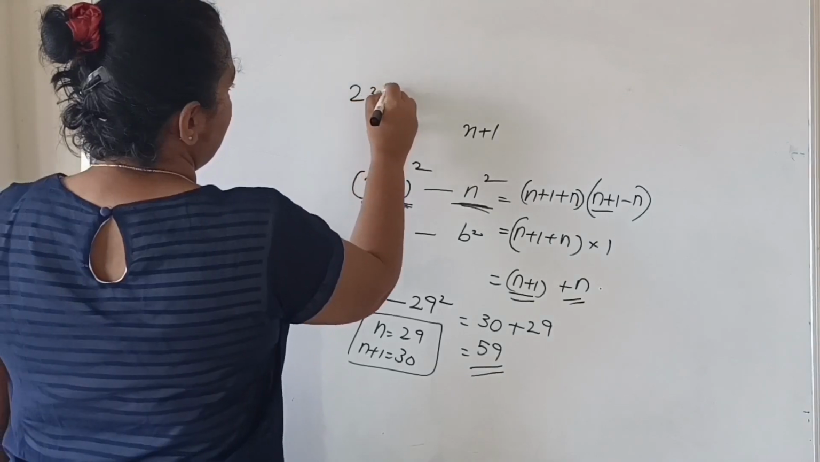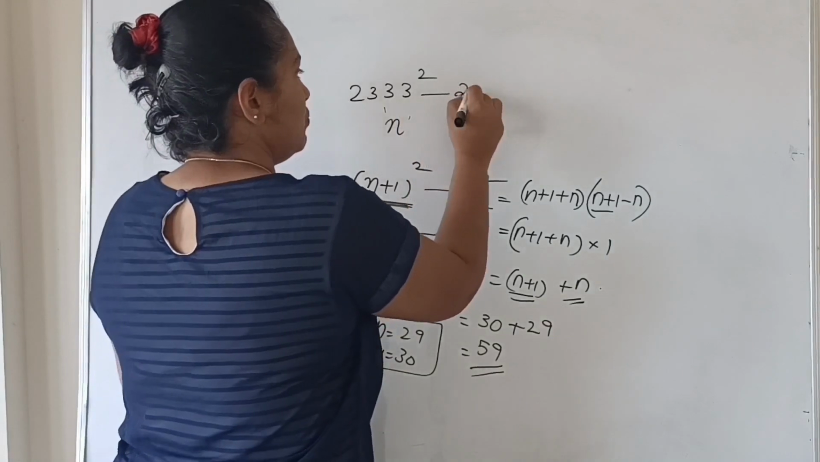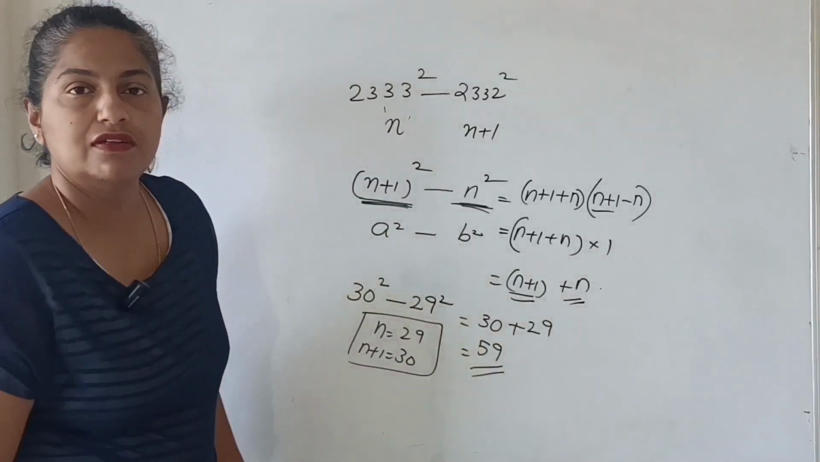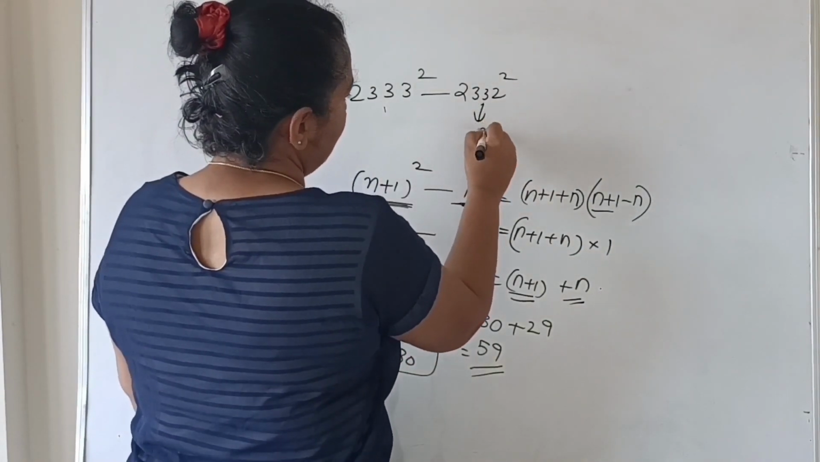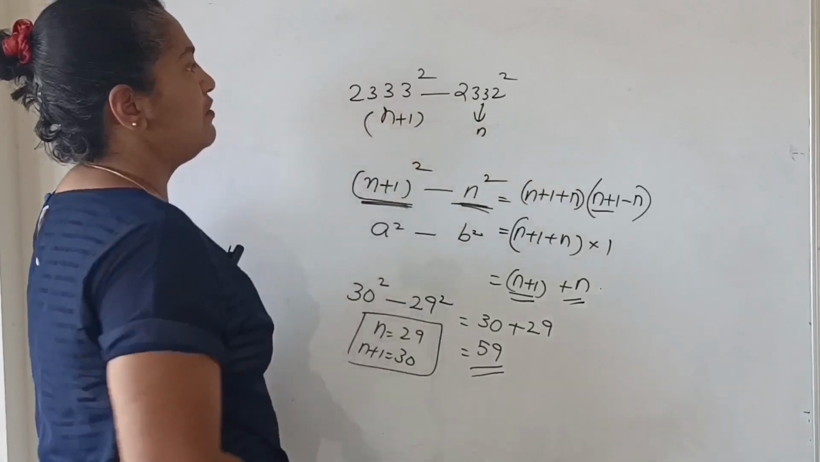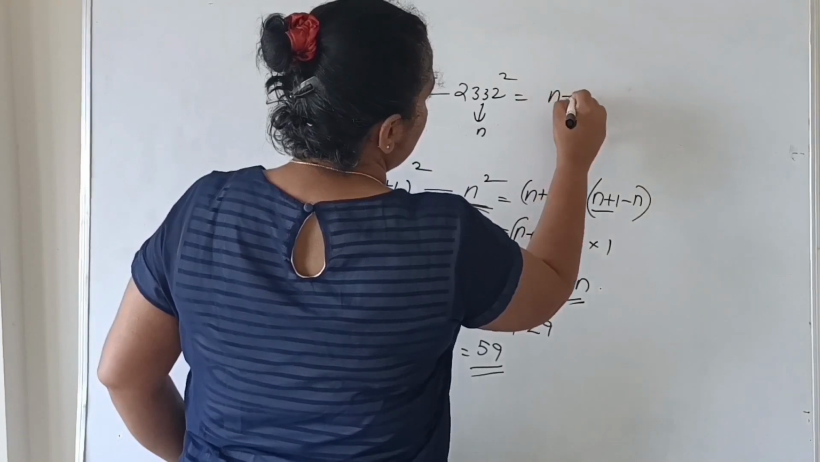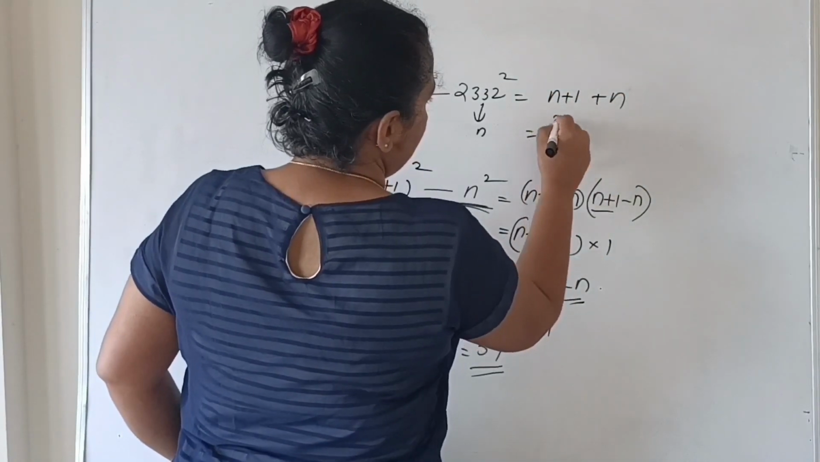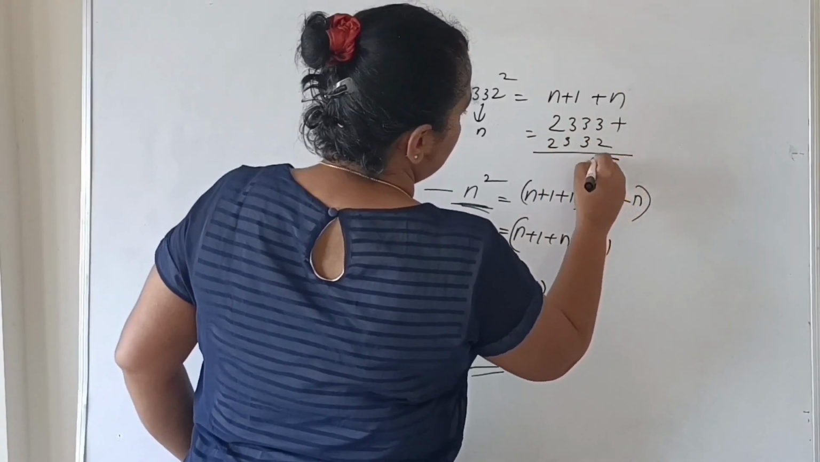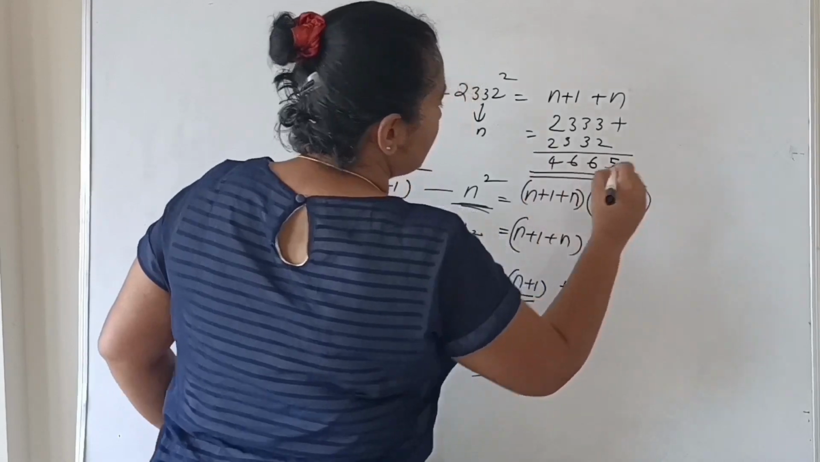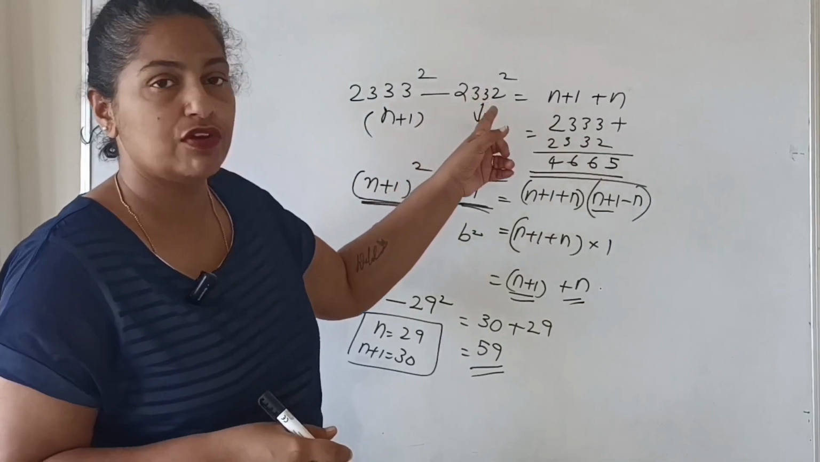Suppose you need to find something like 2333 square minus 2332 square. So what is our value of n? This is our n and this is our n plus 1. So it is the difference between successive squares. What is this equal to? It is equal to n plus 1 plus n, which is 2333 plus 2332, 4665. See, if we actually sat down to find the square of this and the square of this and then subtract it, you know how difficult it would have been.